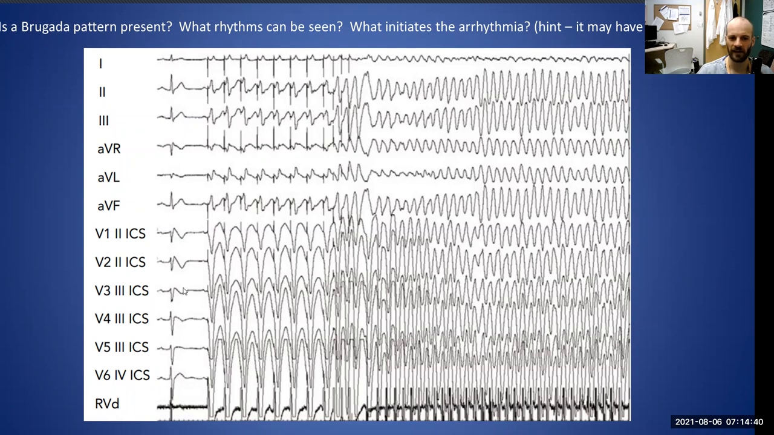It doesn't have the squares on to indicate that. But yeah, it could be a type one. But you're absolutely right. It's very difficult to measure it, but it looks like that to eyeball it. Okay, excellent. Yeah. Very good. That's the first part. Next thing, what rhythms can be seen?